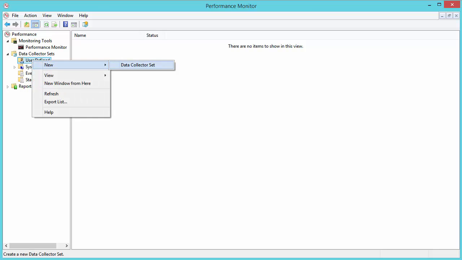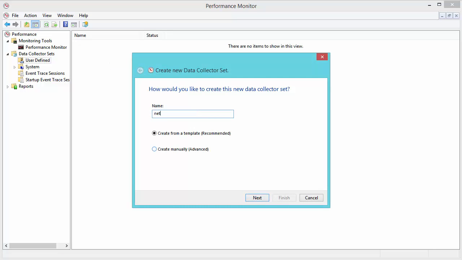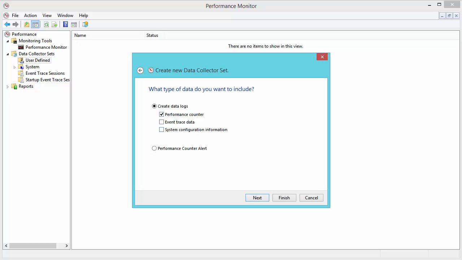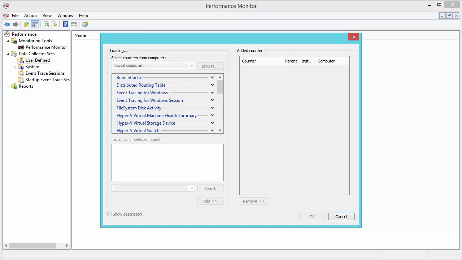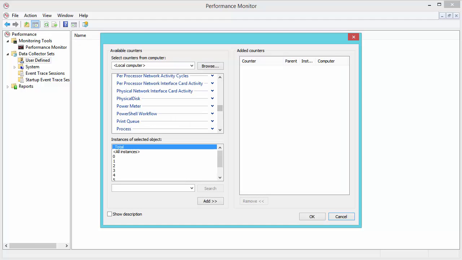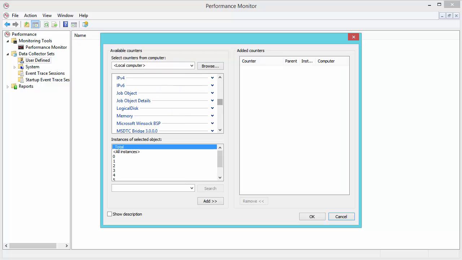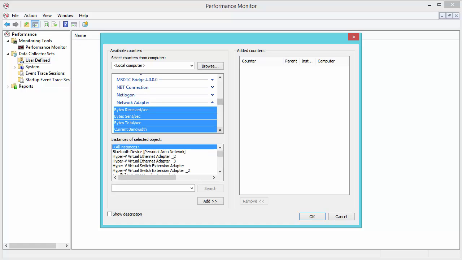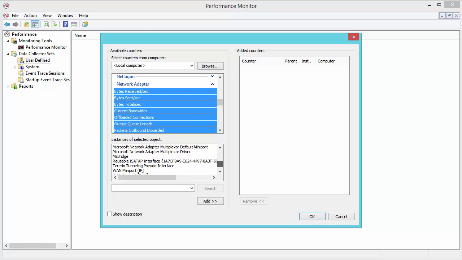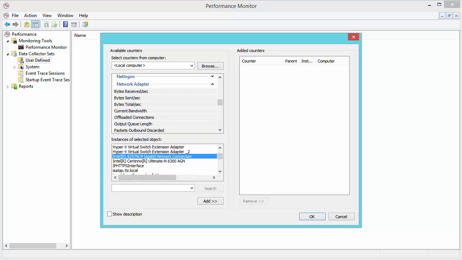If we were to create a data collector set, and we'll call this Network, and we'll create it manually, and we'll do perf counters just like we have in the past. We're going to add in a few different counters, and these are going to be under the Network object. So we'll come down here to Network Adapter, and we're going to go ahead and grab my... which one of these do I need to get? Really quickly going through here, it's probably that gigabit network connection.